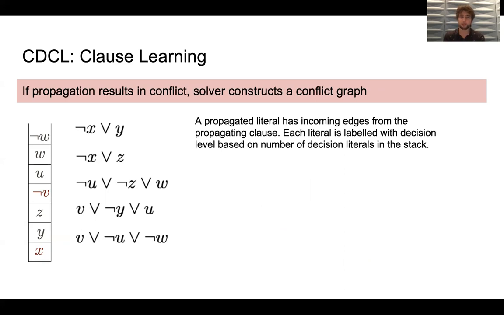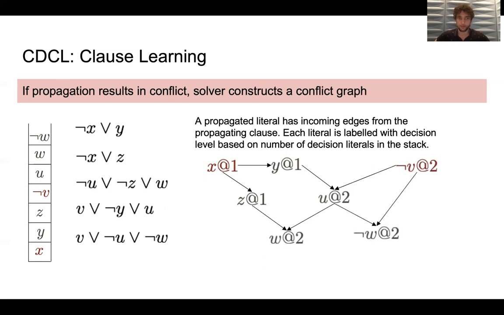In CDCL, what happens after a conflict is that the algorithm learns a clause. And how this happens is by constructing a conflict graph. A conflict graph is a graph where the nodes are literals, and of course there are two types of literals. A propagated literal has incoming edges from the propagating clause. We know that each propagated literal gets propagated by a clause, and we have an edge from each literal in the clause to that propagated literal. In addition, each of these literals is labeled with a decision level, which is based on the number of decision literals in the stack below this particular literal. If you follow what I just said, you could build this kind of conflict graph from the example, the stack and the instance that I have.